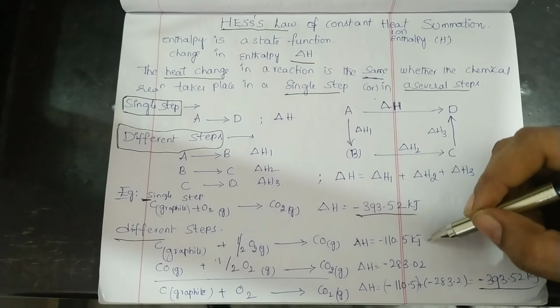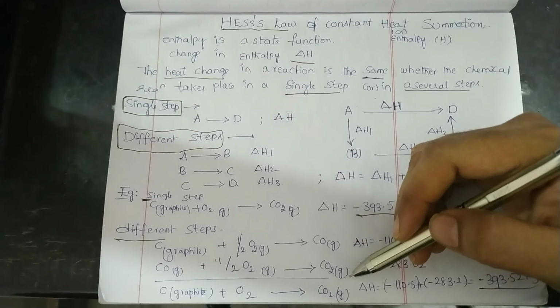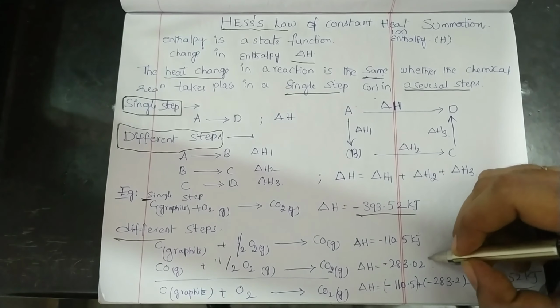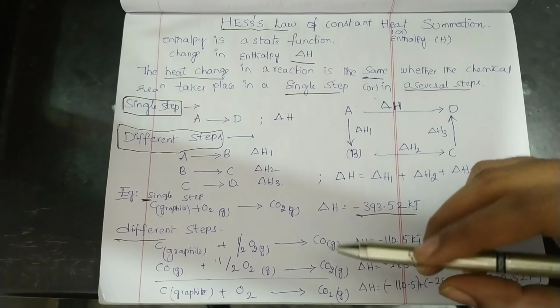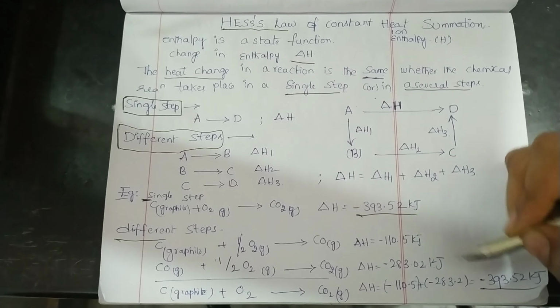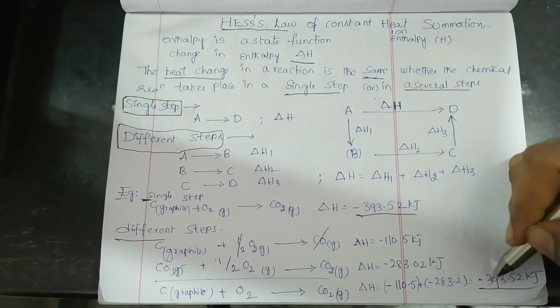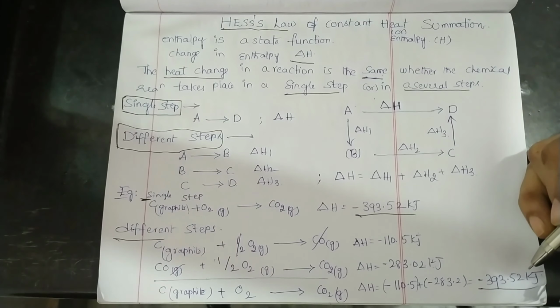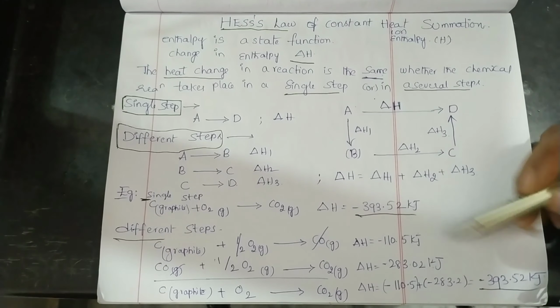110.5 kilojoules of heat is evolved. In the second step, minus 283.02 kilojoules of heat is evolved. By adding these two values, we get minus 393.52 kilojoules. That means the two delta H values are the same.